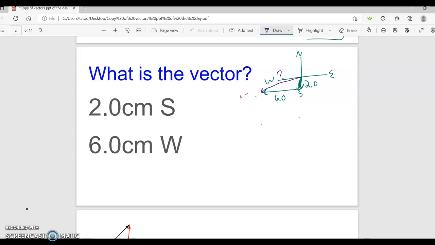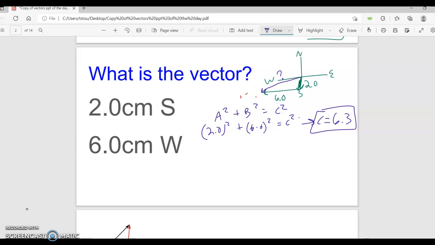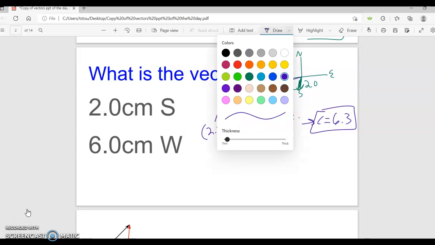And now I want to find what is the length of that side. Taking a look at that side length, I'm going to do a squared plus b squared equals c squared again. So 2.0 squared plus 6 squared equals c squared. If I do all that math, I get c to equal 6.3. And then the last thing I'm trying to do is find the angle. You could find it in a lot of different ways here, but I want to show you how we're going to want to do it in physics.